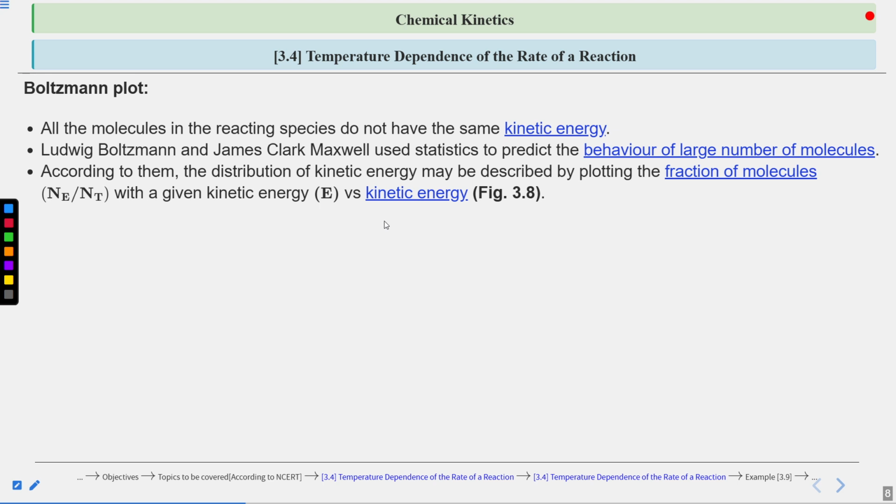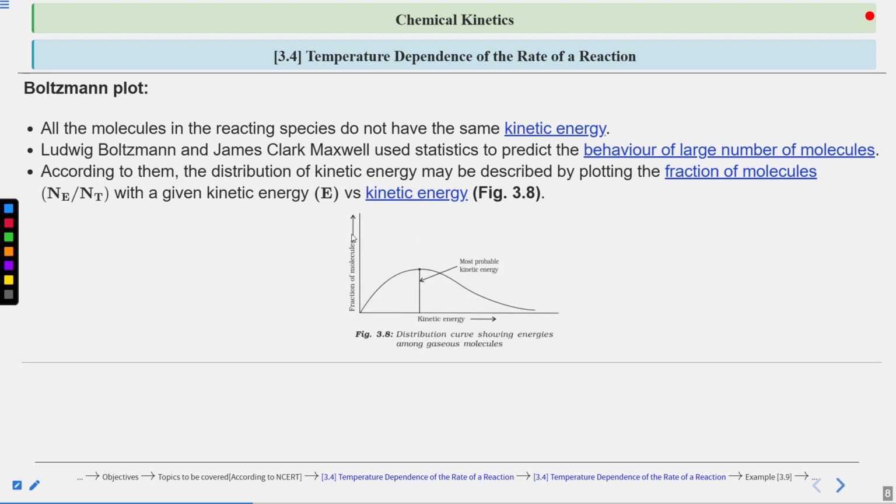So how the distribution of kinetic energy happened, why it is not the same in all the reacting species? That distribution of kinetic energy you can describe by plotting the fraction of molecules with a given kinetic energy against kinetic energy. Let's see this plot in figure 3.8, which is this one. Figure 3.8 shows the distribution curve of energies among the gaseous molecules.